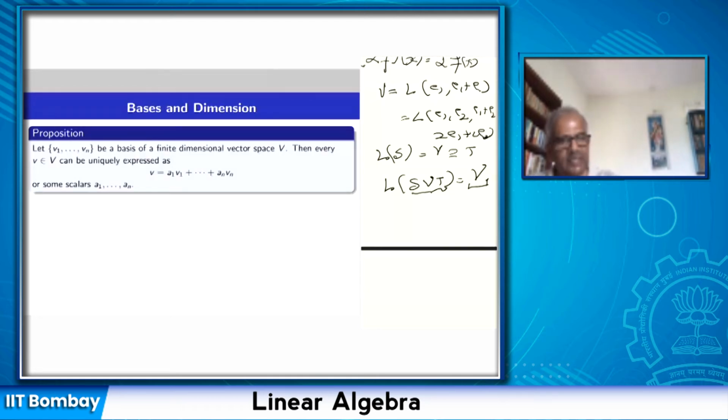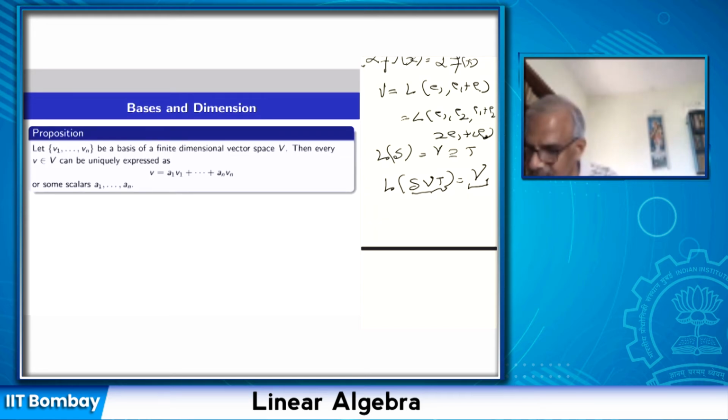Just like e1 and e2, if I take in R2, their linear span is the whole space, and e1 and e2 are linearly independent. Similarly, I showed you that the n basic column vectors e1, e2, ..., en are linearly independent in Rn. So Rn is the linear span of e1, e2, ..., en, and e1 up to en are linearly independent. So e1 up to en is a basis of the given vector space.